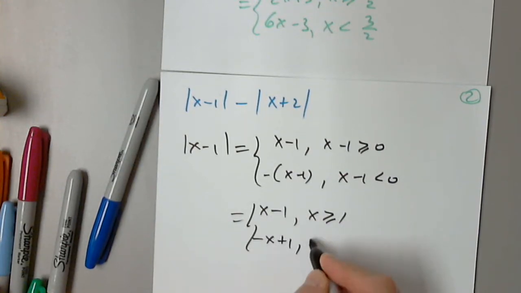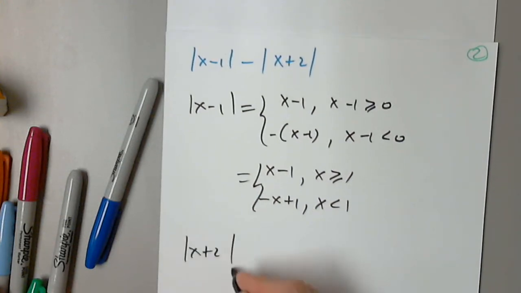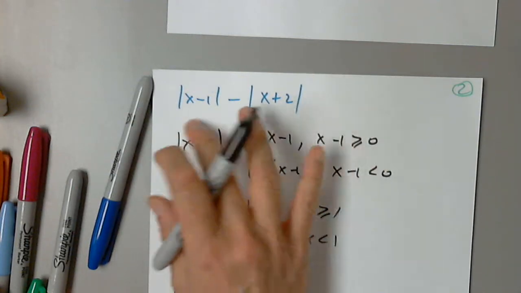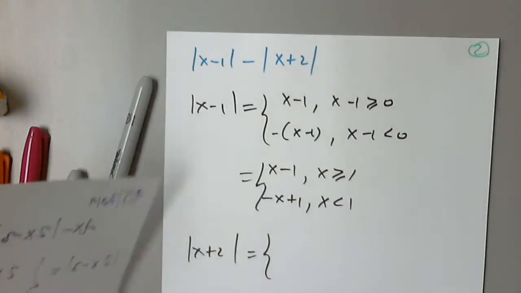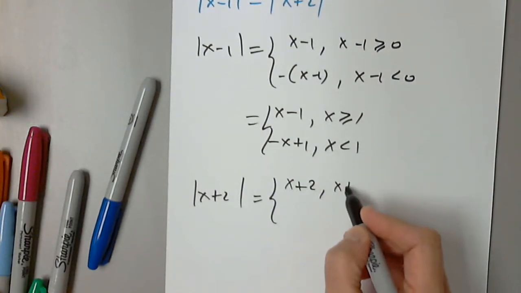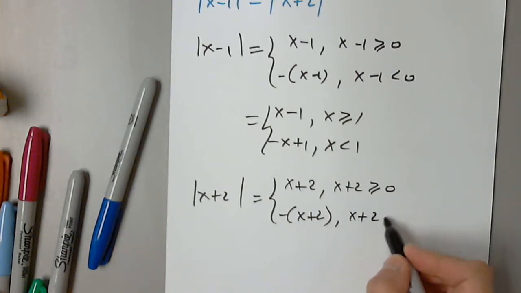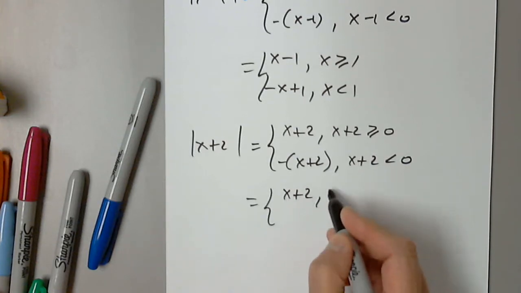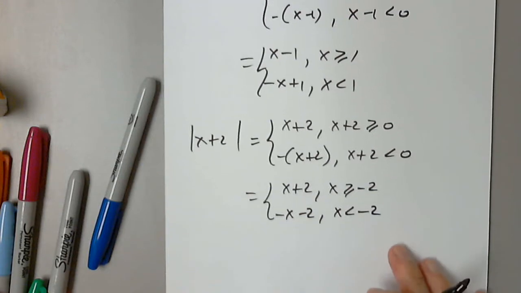Negative x plus 1, x less than 1. The same thing with x plus 2, because if the problem was just the minus, it means that you already have these two simplified without the absolute value. And all we have to do is just put them together, right? Okay, so x plus 2 greater than or equal to 0, x plus 2 the fourth time, x plus 2 the fifth time. Simplified into x plus 2 greater than or equal to negative 2, negative x minus 2 for x less than negative 2.